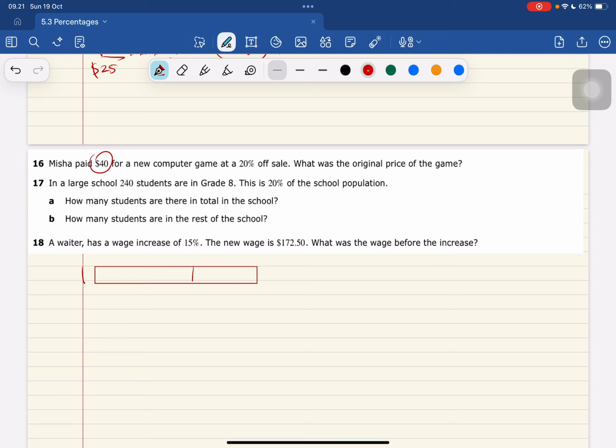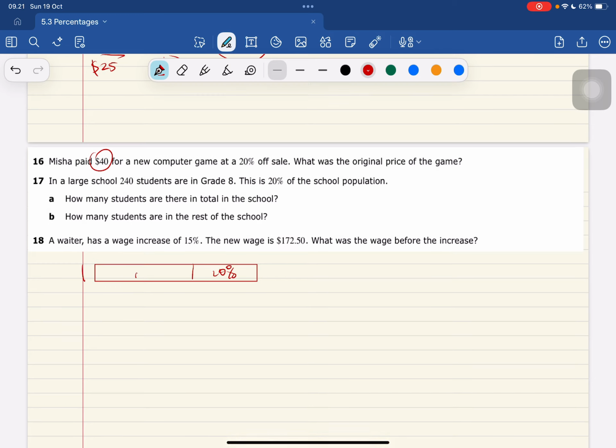So if this is 20%, so this is 80%. For 80%, which he got $40, we can check it here, 40. So we cut it into 20. So this is 20%, 20%, and here 20%. So 20% divided by 4, 20% means $10. So what was the original price? It is 10 plus 10 plus 10 plus 10 plus 10, which is $50. So the original price is $50.